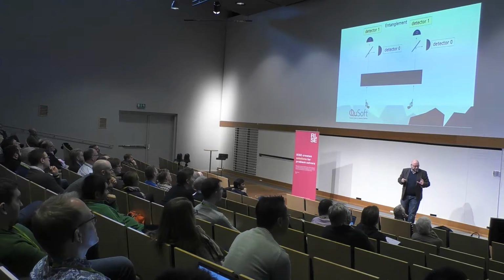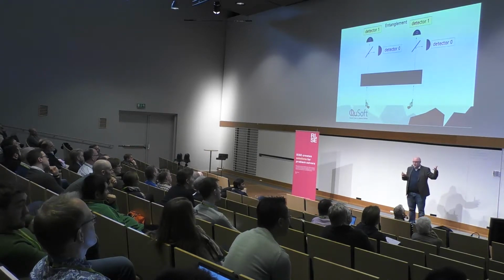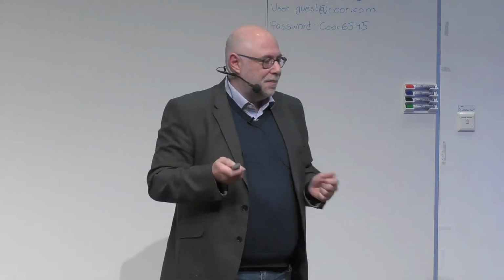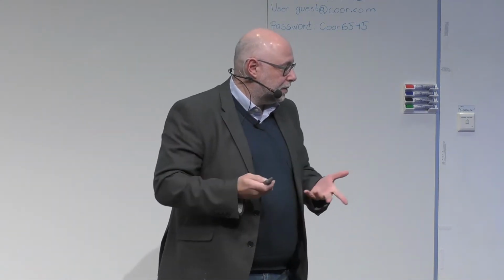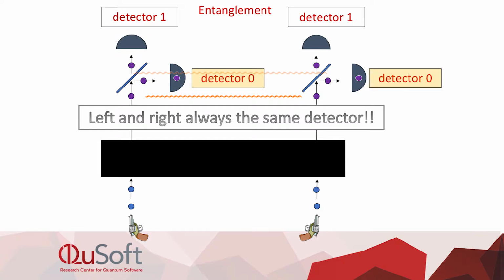And what happens is that, in this case, detector 1 clicked on the left side, but also detector 1 clicked on the right side. Now you may say that can happen, but when you do this many times, so let's do it again. In this case, it turns out that detector 0 clicks, but on both sides the same detector clicks. And the point is that these entangled particles have the property that when the left is a 1, the right is a 1 as well. So the left and the right side always click the same detector.